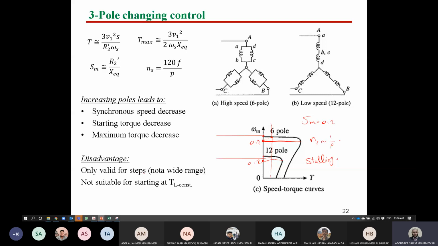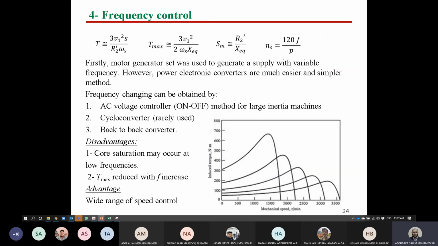Only valid for steps. So you cannot make a wide range of speed control, and also it's not suitable for starting with constant load torque, because at starting the starting torque will be decreased, and also you have to check the maximum torque value in order to avoid any problem of load stalling. Right. This is regarding the pole changing, and to be honest with you, it's not used a lot in our life today.